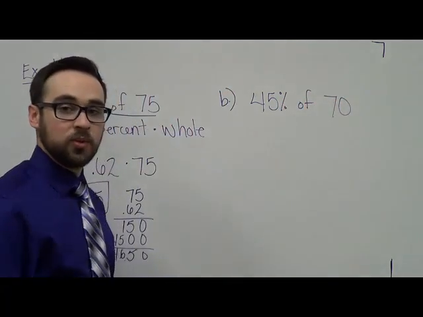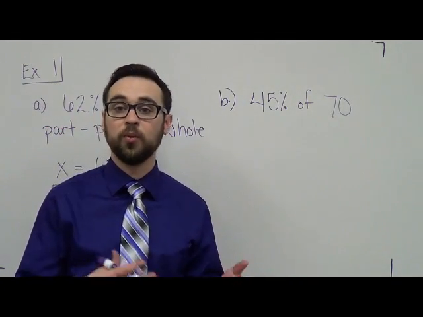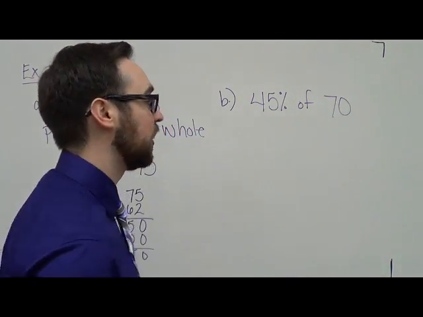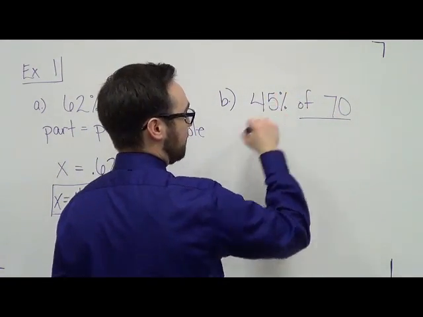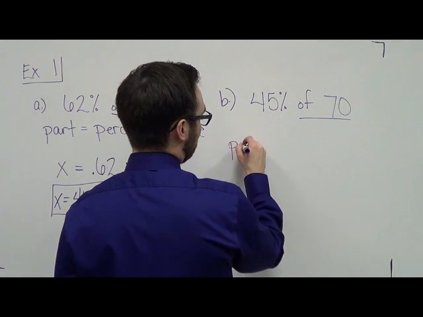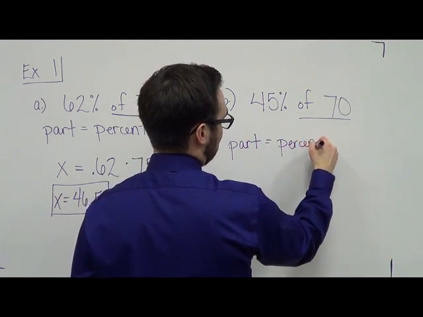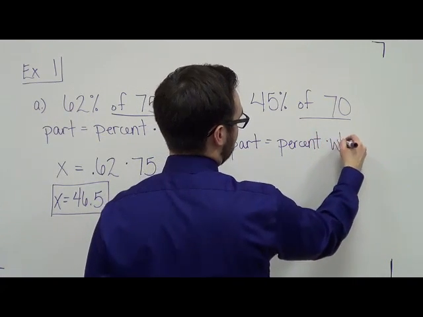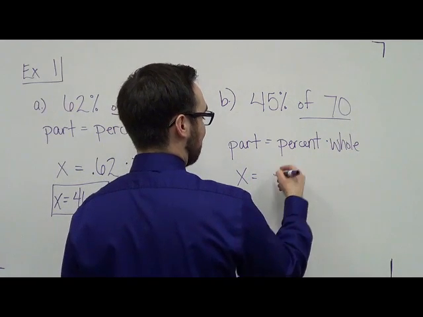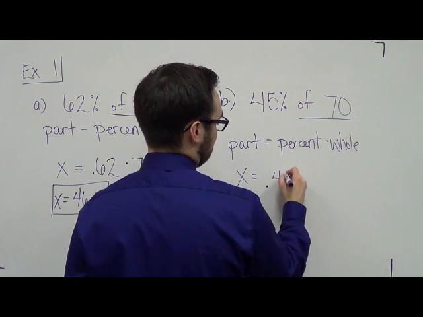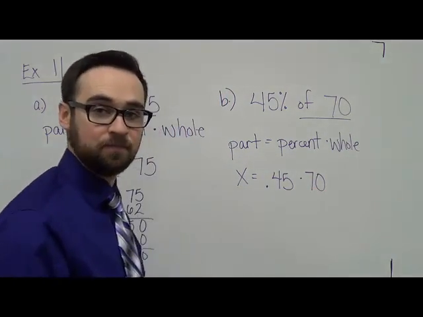45% of 70. So again, we want to look at, do we know the part, the percentage, or the whole? Which two pieces of the three do we know? Well, we know that the "of 70" indicates the whole, and we obviously know that this is a percentage. So we don't know the part, that's going to be our variable. We have to convert the percent to a decimal and then multiply it by the whole. So the part is our variable, the percent as a decimal is 0.45, and we're multiplying that by 70.